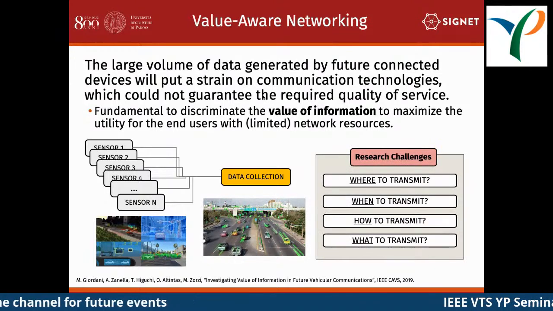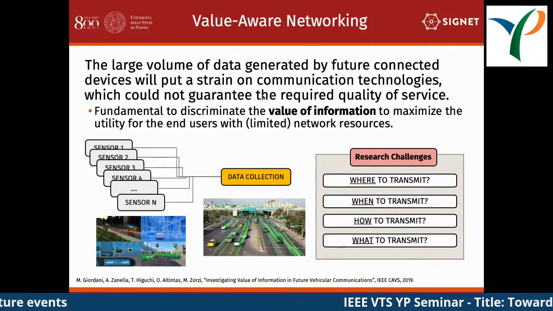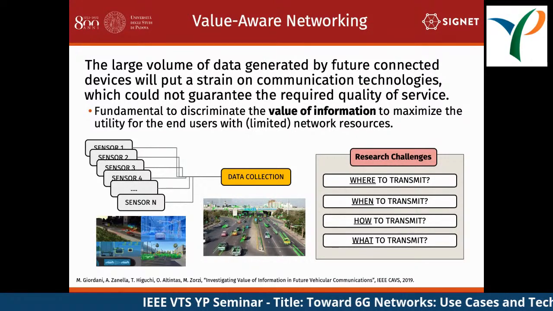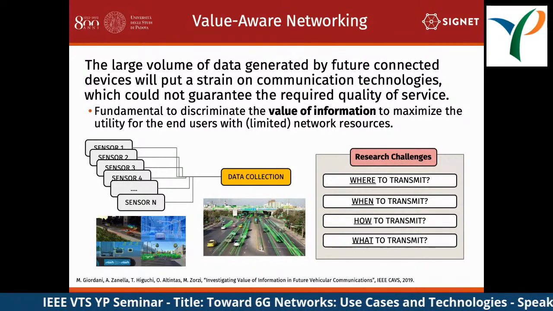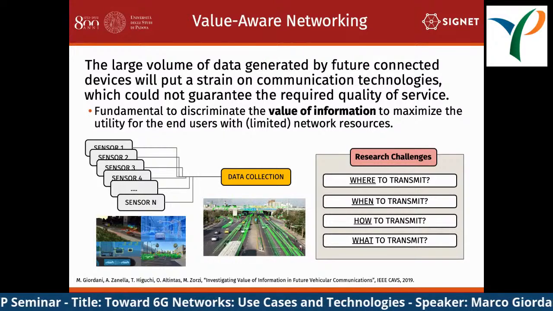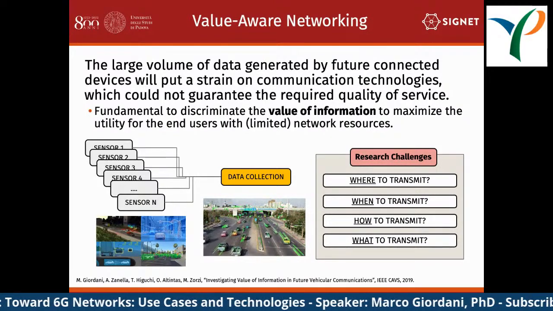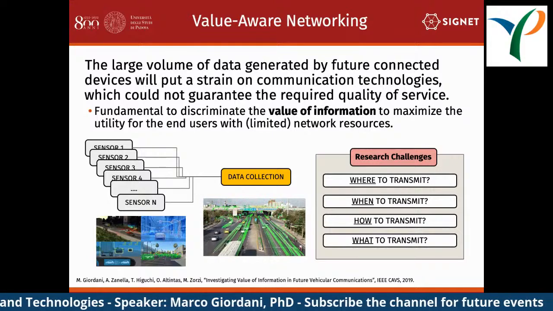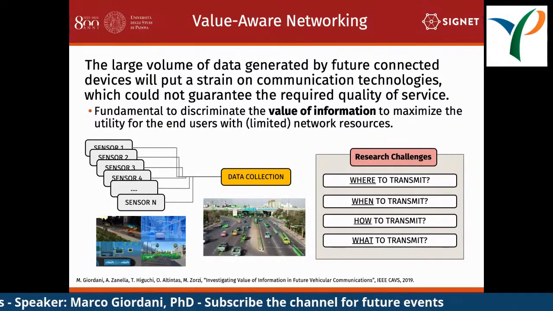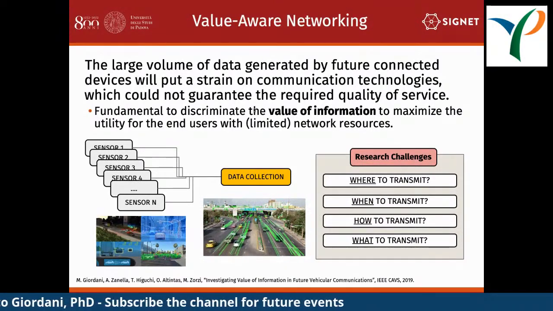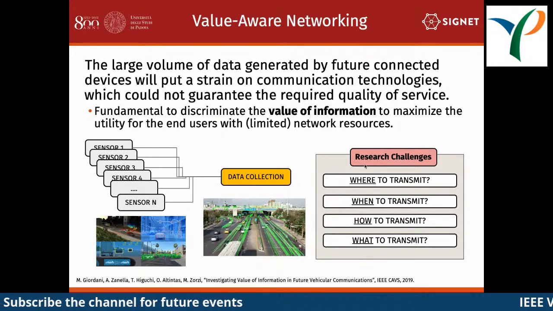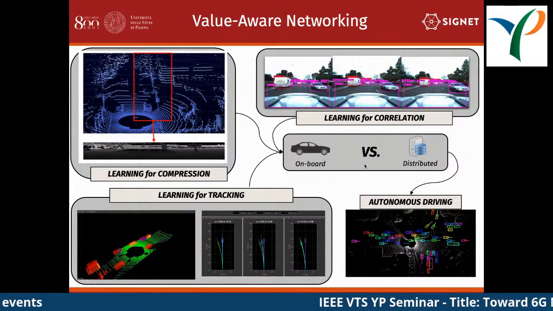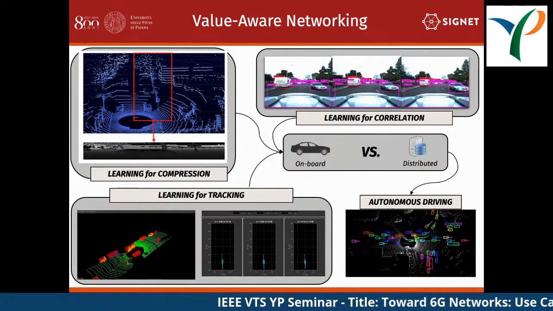And there are at least four questions to be answered. Where to transmit the data? How frequently should the data dissemination be performed? When should we actually transmit? And what should we actually transmit? So which pieces of information will be more valuable for the receivers? And in order to answer these four questions, there are several aspects of the research that 6G will look into.